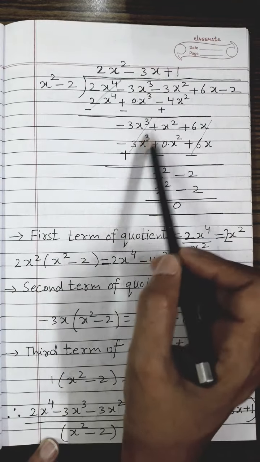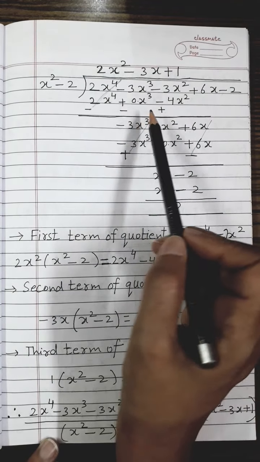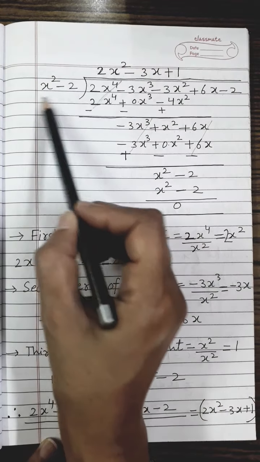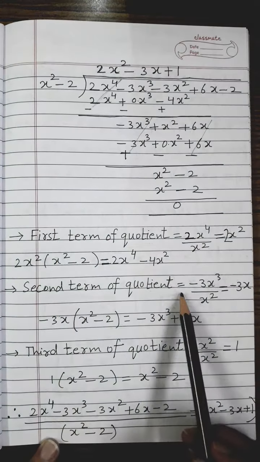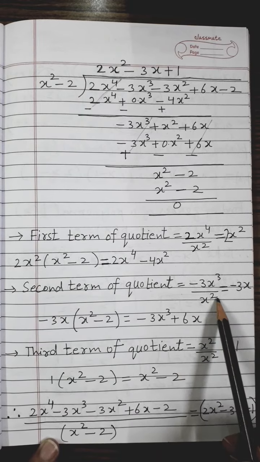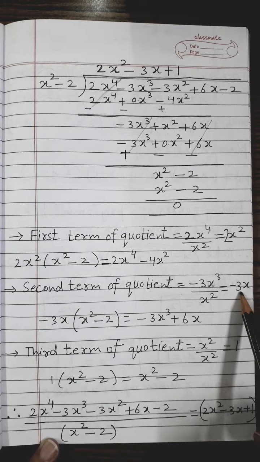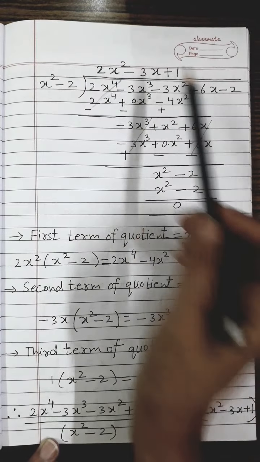Now I will obtain the second term of the quotient. For that I will use the same process. Take the first term of the new dividend, divide by the first term of the divisor. So the second term of the quotient will be minus 3x cube divided by x square, which will give you minus 3x. This minus 3x is your second term of the quotient. So I write down minus 3x on the quotient side.